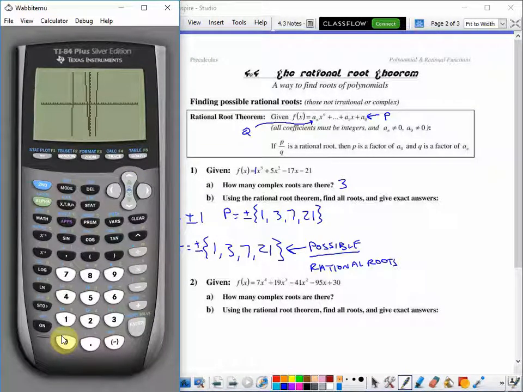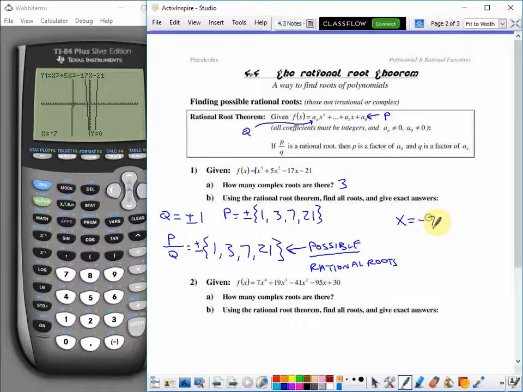Okay, so I can see 3 real roots. It crosses the x-axis 3 times that I can see. Out of this list, positive or negative, any of these numbers, this one over here looks like it might be negative 7. So I'm going to trace negative 7, and it gives me an output of 0. So I know that one of the roots is negative 7.